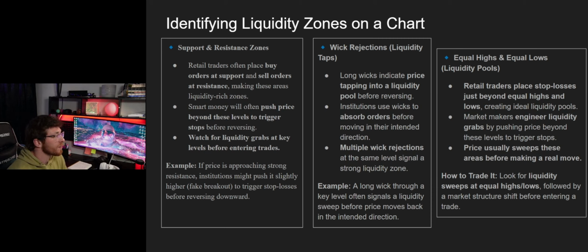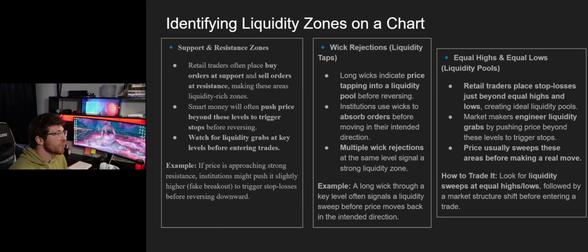For example, if price is approaching a strong resistance area, institutions might push it slightly higher to act like price is going to keep going up, fake a breakout to trigger stop losses before reversing it down to the other side. And that's why we have our continuation confluences to identify this stuff. We just don't enter a trade right away because we think liquidity was swept, and then we don't enter off any continuation confluences. That's not a good way to trade.